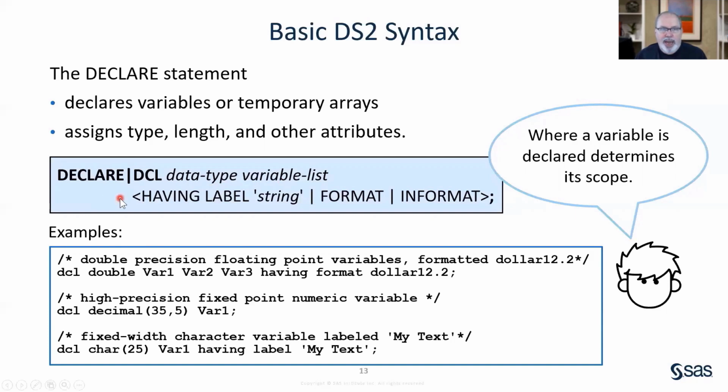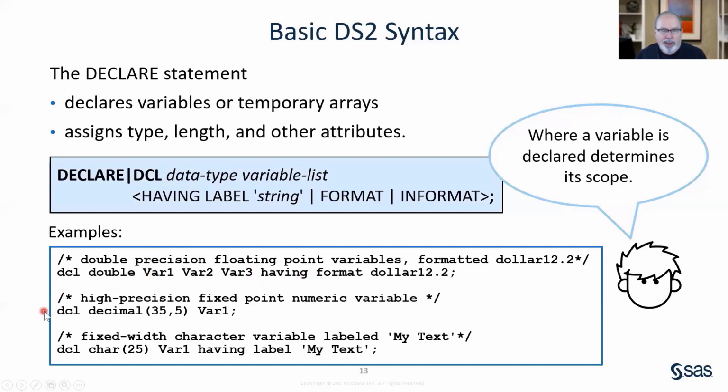Optionally, you can add a having clause. And the having clause allows you to apply labels and formats and informats to the variables declared in that particular declare statement. Here are some examples. A declare statement that declares 3 double precision numeric variables. It would be the same as a SAS numeric, if you will. And using the having clause, we've applied the $12.2 format to all 3 of those variables.